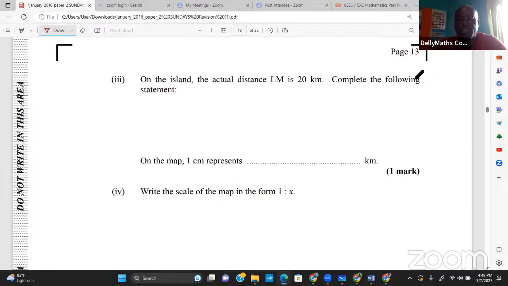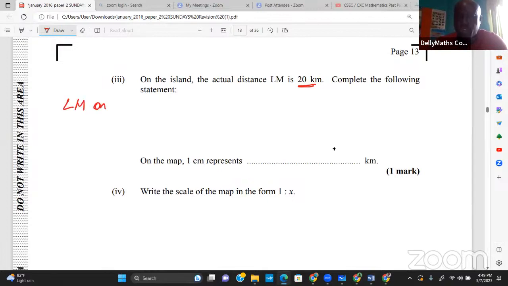So this question says, on the island, the actual distance LM is, you see this? They're saying the actual distance. Remember, we found out that it was 8 centimeters, and they're saying that 8 centimeters is actually 20 kilometers you're looking at. Complete the following statement. On the map, 1 centimeter represents how many kilometers?